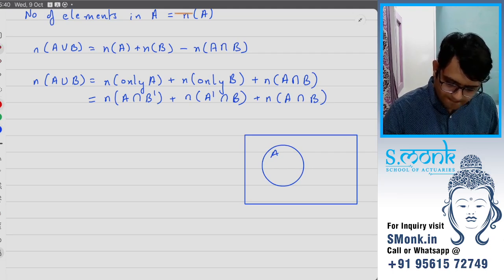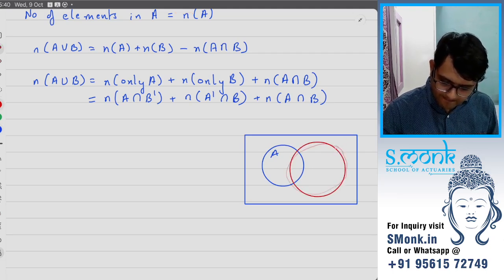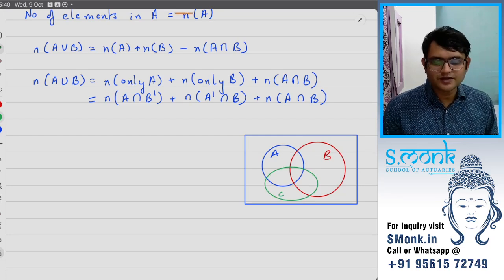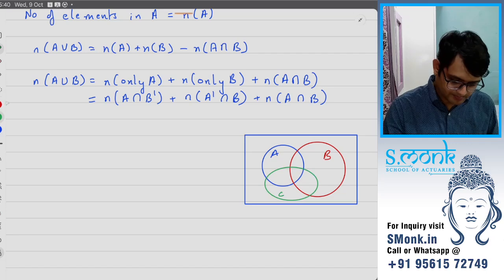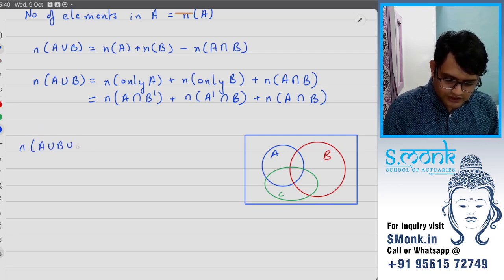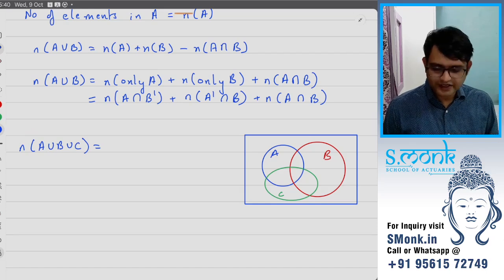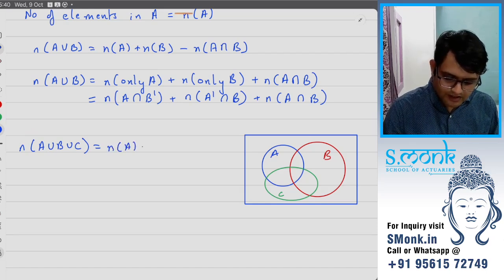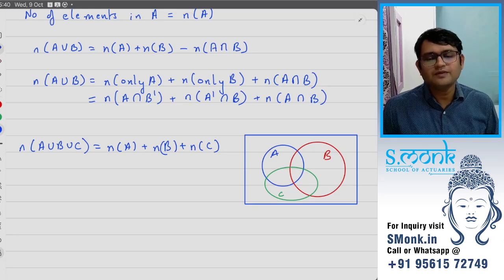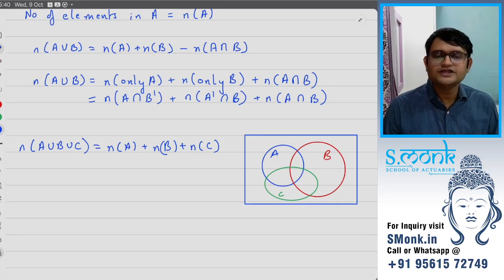Let's say I have A, B, and C. I have 3 sets A, B, and C. So if I want to find number of elements in A union B union C, then we can write it as number of elements in A plus number of elements in B plus number of elements in C.